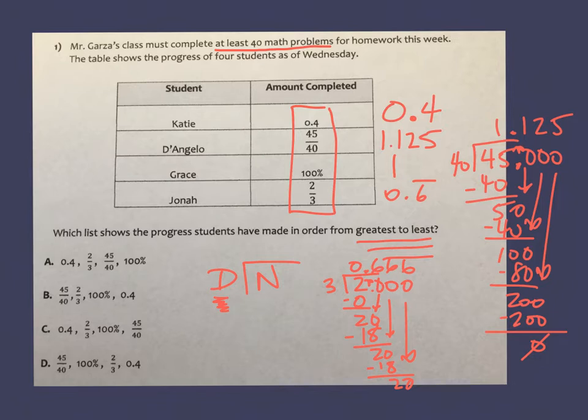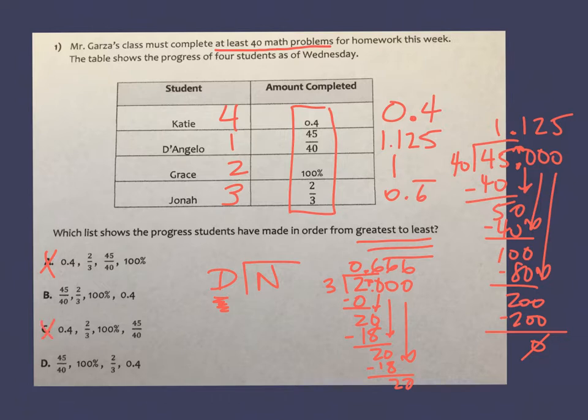Now, the answer choices A, B, C, and D show our original forms in order from greatest to least, or at least one of them does, and we need to find out which one it is. So in the original forms, which one was the greatest? It looks like D'Angelo with more than 1, 1.125. Then Grace with 1 whole. Then Jonah, 0.6 repeating, which is clearly more than 0.4. The smallest number, or the least amount of work done so far, is 4/10 by Katie. So we're looking for an answer that has 45/40 first. So it's not A, and it's not C. It's got to be B or D.